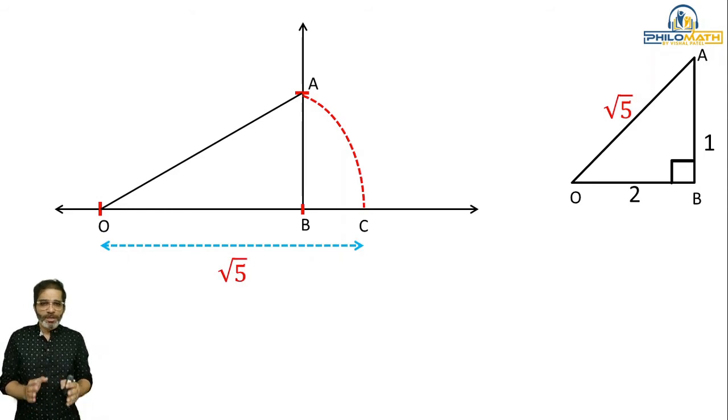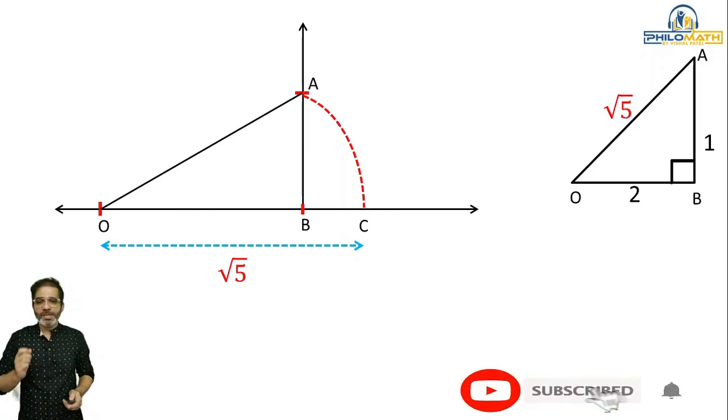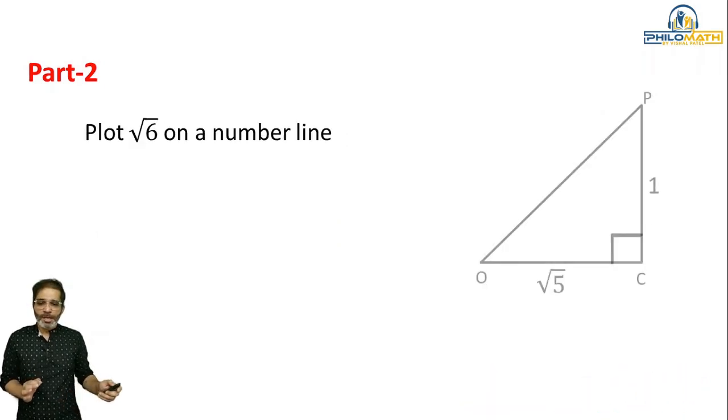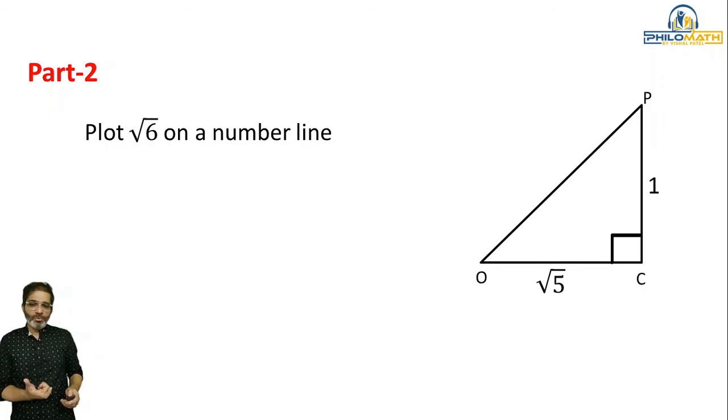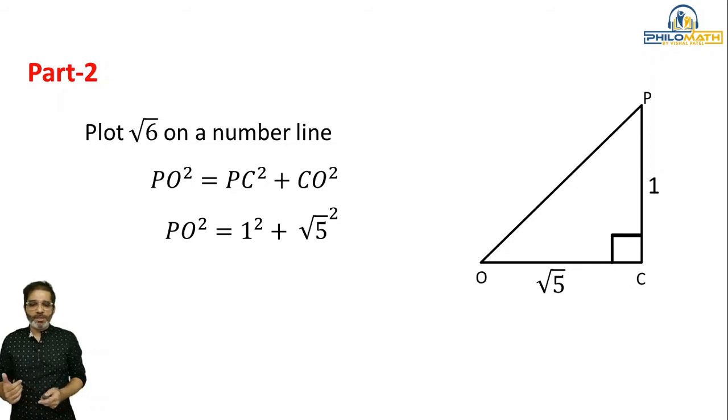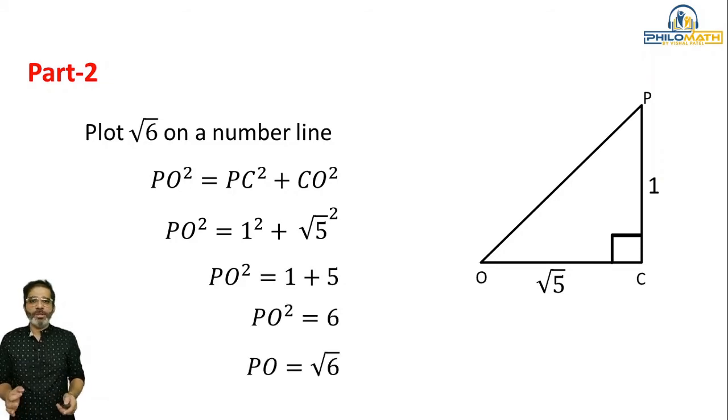Now the next parts, root 6 and then root 7, we are going to use the same figure. First let us see the calculations, part 2, showing root 6 on a number line. Again I am going to take a right angle triangle having base as root 5, because we already constructed root 5 before, and the height, the perpendicular, as 1. If I want to find out PO, again I have to use Pythagoras theorem, that is PO square equals PC square plus CO square. After substituting the values, I get 1 square plus root 5 square. We know that root 5 square is 5, so we get 1 plus 5, that is 6. So PO is going to be root 6.